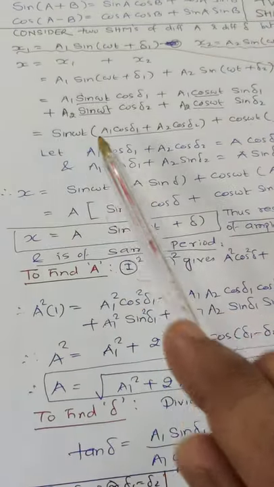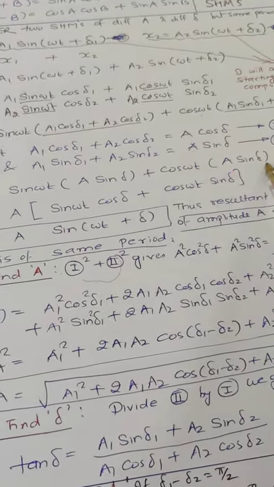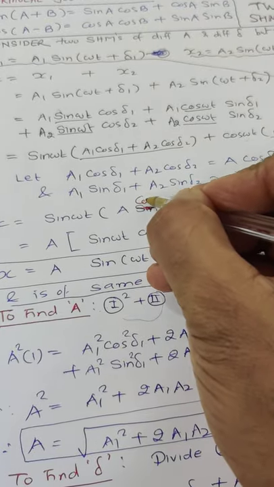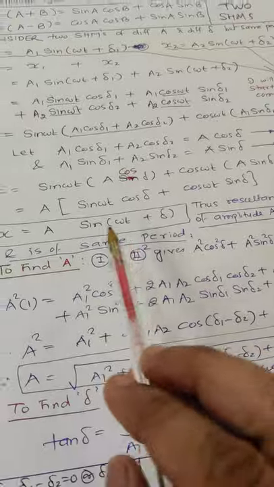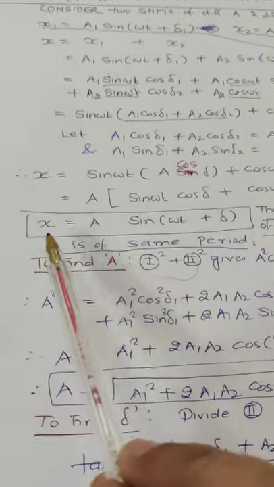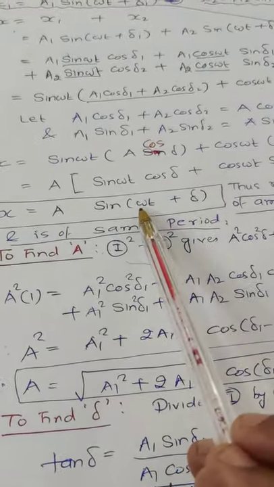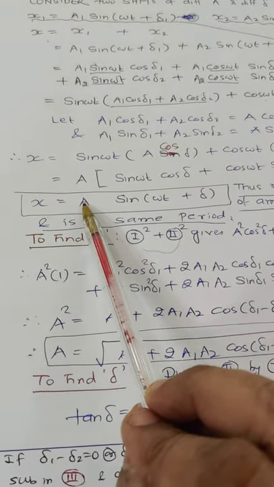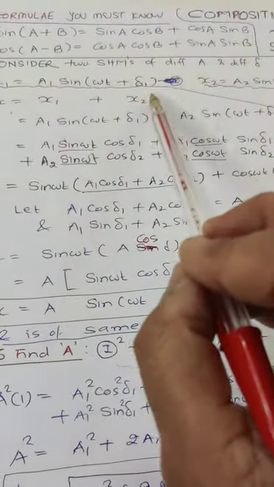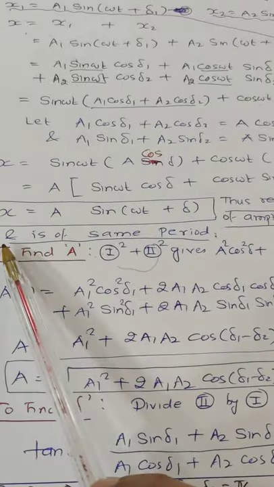Therefore, what is x equal to? sin omega t into a cos delta, right? Plus cos omega t into a sin delta. Actually, here you know I have made a mistake. Sin omega t into cos delta plus cos omega t into sin delta, so a common liya to a times sin omega t cos delta plus cos omega t sin delta, that is a sin omega t plus delta. Thus yeh SHM tha, yeh bhi SHM tha, jab dono mile to resultant bhi kya hai, SHM. Omega same hai, matlab resultant is of the same period, but uska amplitude A hai aur initial phase delta hai. Unka amplitude a1 a2 tha, iska amplitude A hai, unka initial phase delta 1 delta 2 tha, iska delta hai. Thus resultant is also SHM of amplitude A and epoch delta, but of the same period.